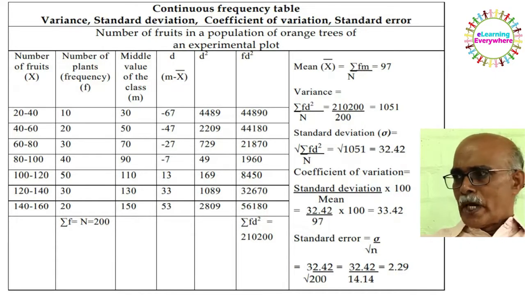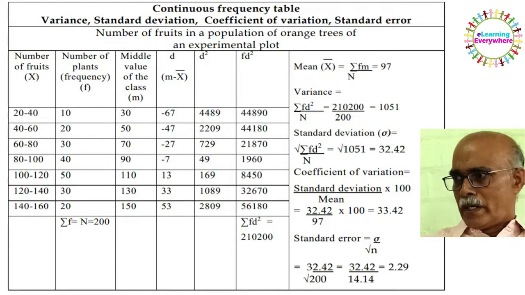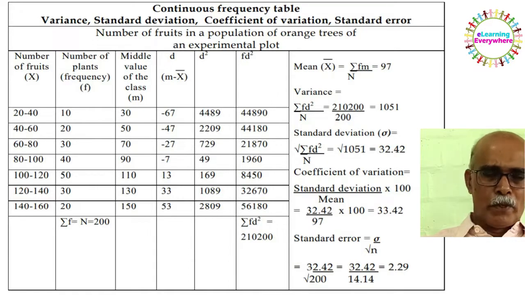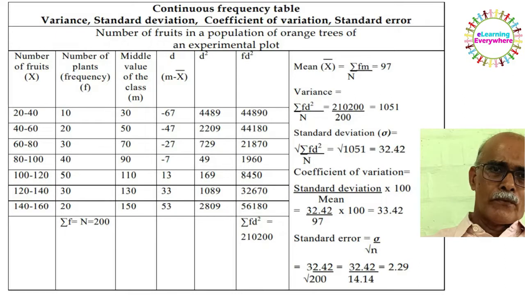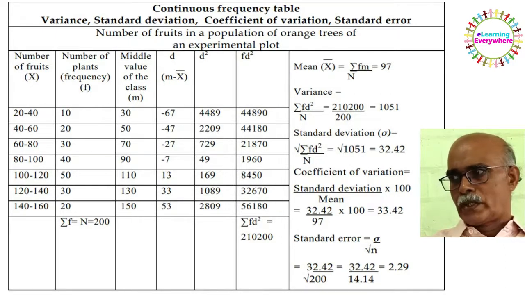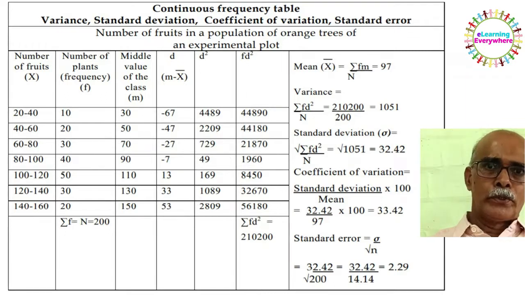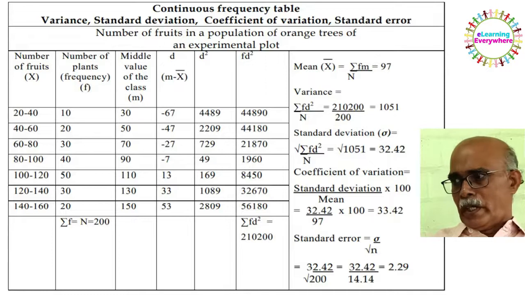And then comes the standard deviation, and standard deviation is the square root of the variance. By formula it is square root of sigma f d square by n. And here it is the square root of 1051. And it is 32.42. So 32.42 is the standard deviation.